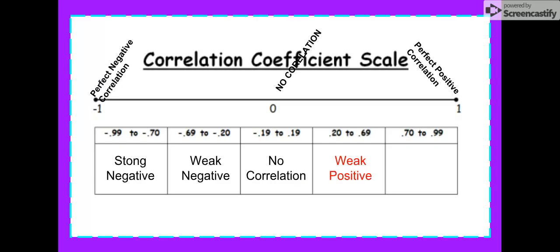A correlation coefficient between 0.20 to 0.69 is a correlation coefficient we use to describe a scatter plot that's weak and positive. Lastly, any numbers between 0.70 to 0.99 are the numbers that we use to describe a correlation coefficient or a scatter plot that's strong and positive. So anytime you're trying to describe a scatter plot, you would use one of these numbers in this range. So let's look below and see if we can estimate the correlation coefficients for the scatter plots below.